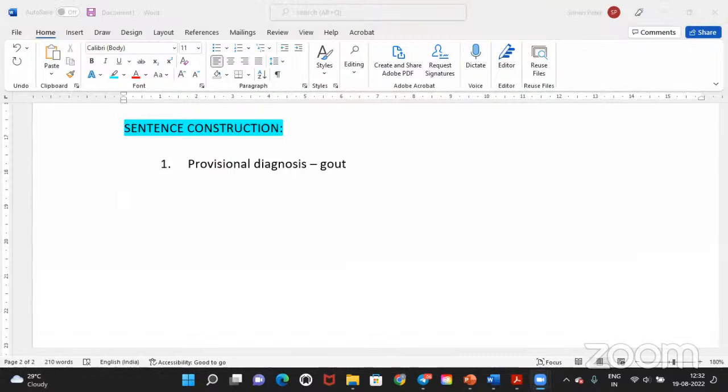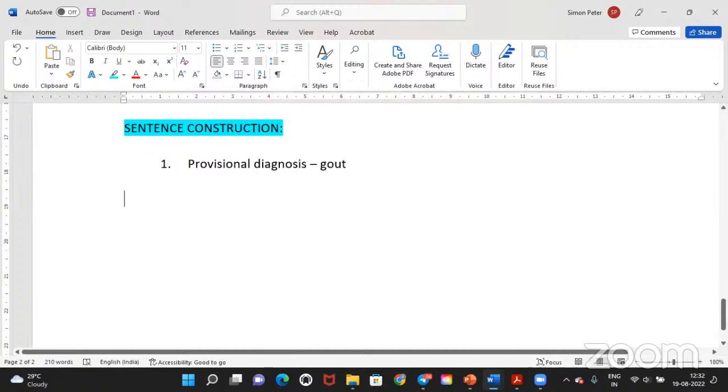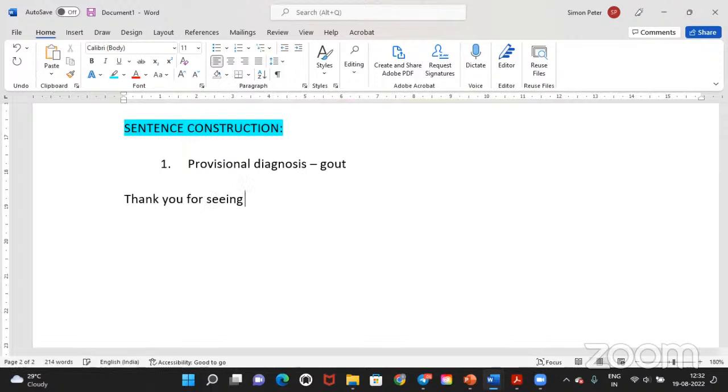How do you want to write this sentence? This will go into the introduction. So, you can say like this: Thank you for seeing Mr. Seymour, whose suggestive features are consistent with gout. Thank you for seeing Mr. Seymour, whose suggestive features are consistent with gout, like this one.